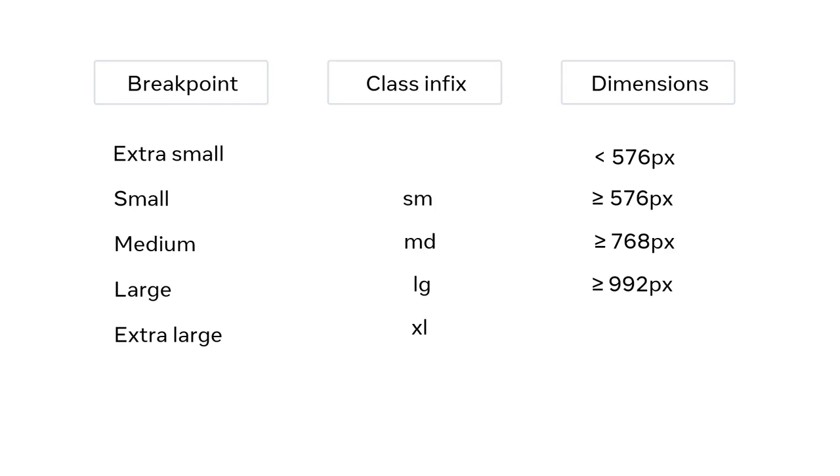Extra large is for screens greater than or equal to 1200 pixels wide. In Bootstrap CSS rules, this is abbreviated as XL. Extra extra large is for screens greater than or equal to 1400 pixels wide. In Bootstrap CSS rules, this is abbreviated as XXL.